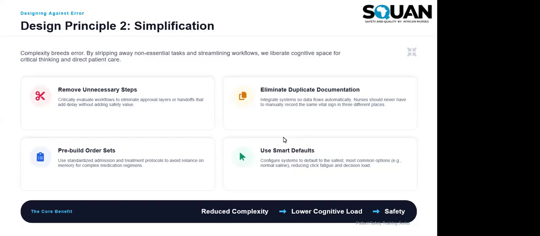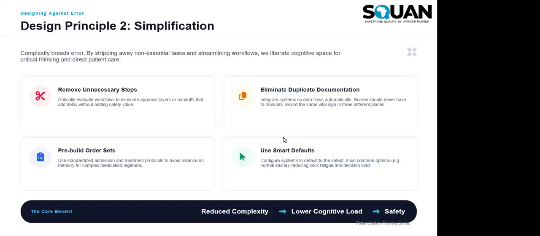So by stripping away the non-essential tasks and streamlining our workflows, we liberate cognitive space for critical thinking and direct patient care. So again, it's about removing all the unnecessary steps. If the task I want to do is to administer a medication, why do I need to follow 10 steps when I can actually do it in 3 steps, right? So it's about critically evaluating our workflows to eliminate all the approval layers or handoffs that add unnecessary delays that really don't give us any value.